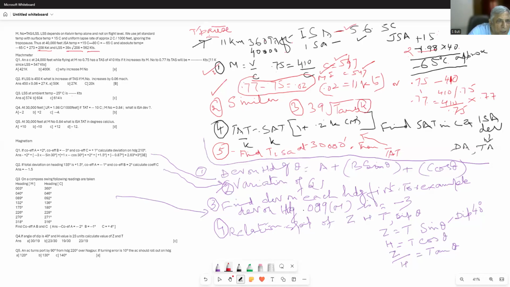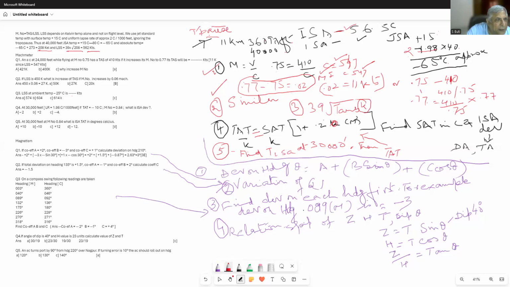In question number 4, use the equation T is equal to SAT into 1 plus 0.2 M square. Ignore K if value not given, and solve this question in Kelvin values.